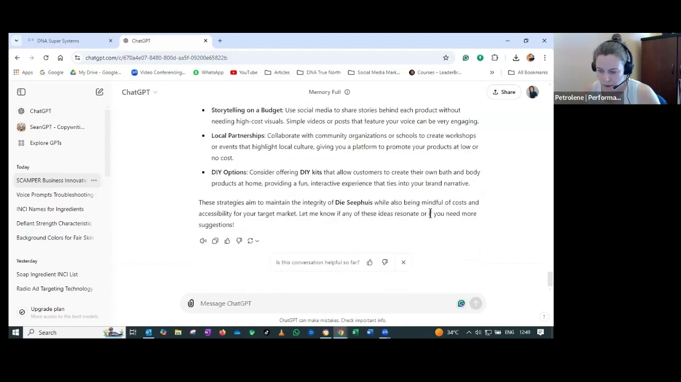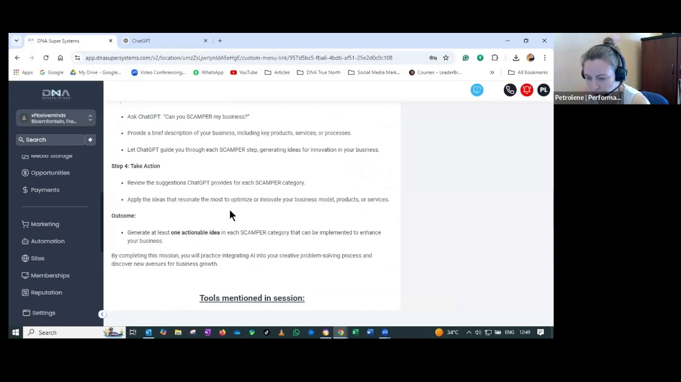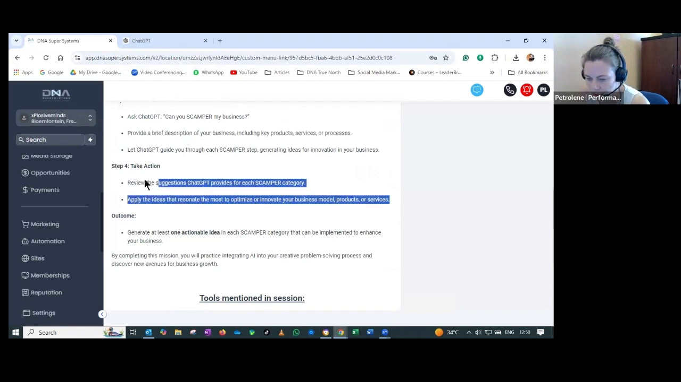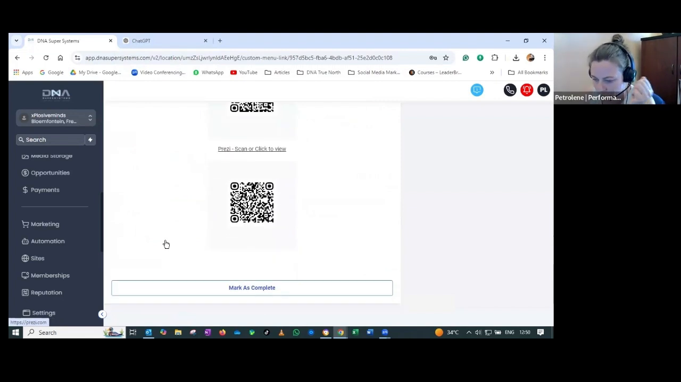Okay. All right. So I need to get a place where I can put this so that I have the notes. Click to guide you through each campus step, generating ideas for innovation in your business. Review the suggestions provided for each campus category. Apply the ideas that resonate the most to optimize or innovate your business model, practice or service. Then pick at least one actionable idea in each category that can be implemented to enhance your business. Okay, so now we're already getting into action.